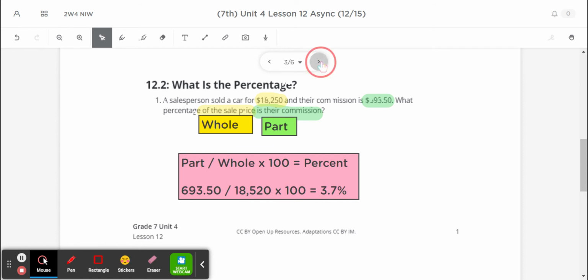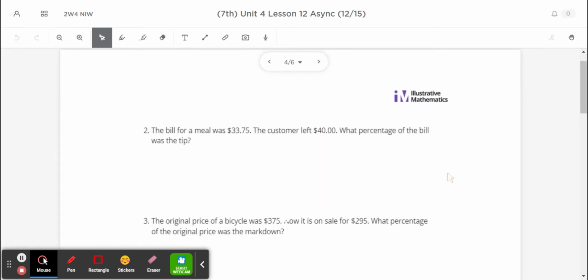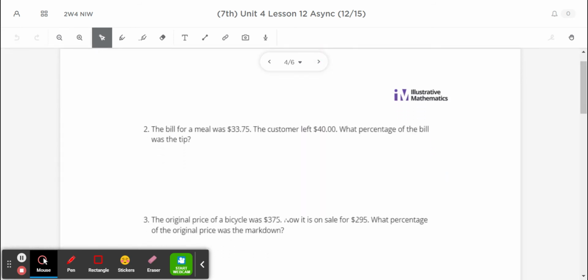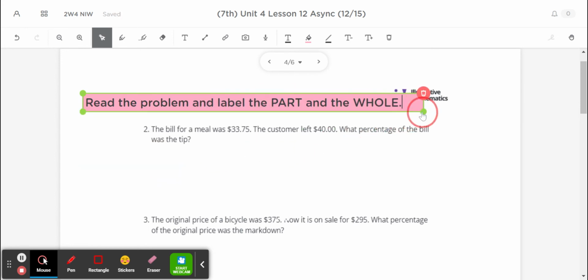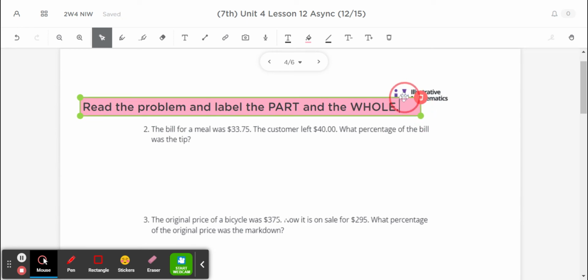Please join me on slide 3, and we'll take a look at questions 2 and 3. Your first step in question 2 is to read the problem, and I would like you to read the problem and label the part and the whole. So go ahead and pause this video and follow those directions. Read the problem and label the part and the whole.